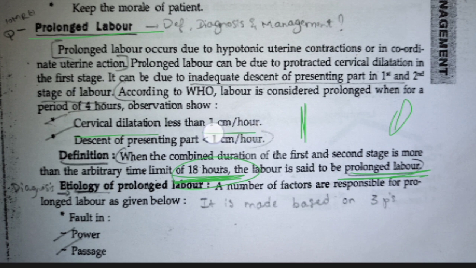Within 1 hour at least it should open 1 centimeter. And next is descent. Throughout the delivery process, the baby will be moving out, trying to come out. While the baby is trying to come out, cervical dilation will occur automatically, and the baby's head will start to be visible in the vaginal area. That also should be 1 centimeter. Based on this cervical dilation and descent, we will get to know whether the delivery is normal or prolonged labor.